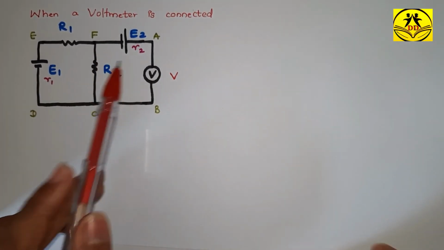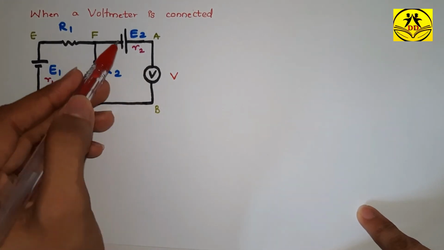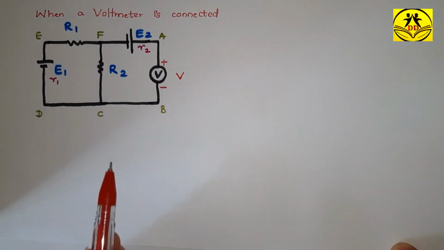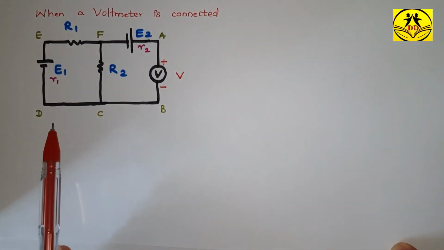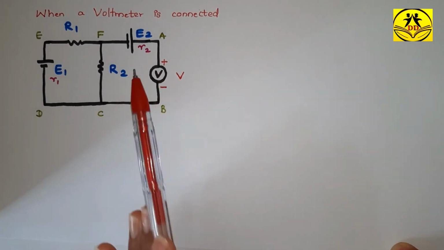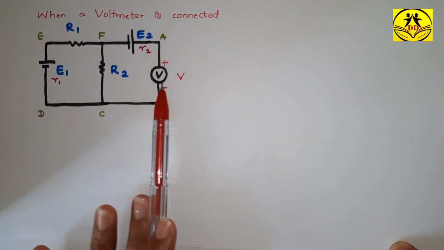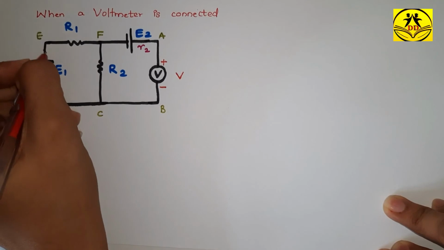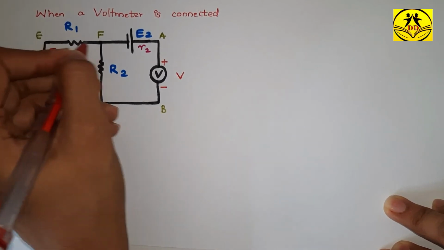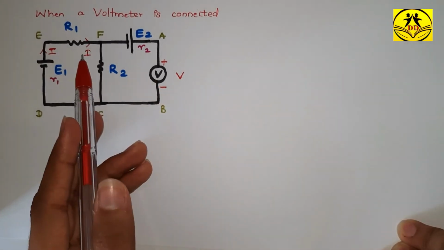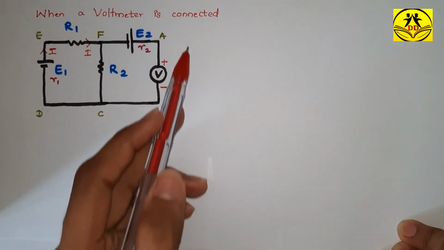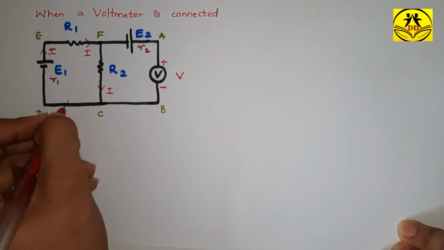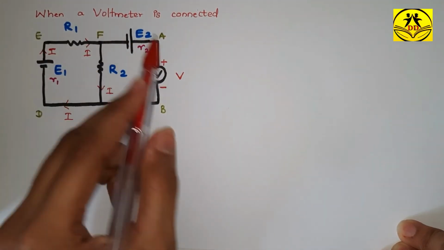So now in this case, you can mark the terminals of this voltmeter. This is plus, this is minus. First, when you are marking the directions of currents, there's no current flowing through this branch. Why? Because of the infinite resistance of this voltmeter. If I start from this cell, current I flows. The current won't flow to this branch because of the infinite resistance of this voltmeter. So the same current I flows from here to here, and there won't be any current in this part.